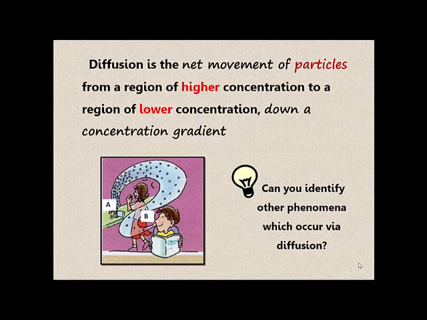Can you identify other phenomena which occur through diffusion? Take a few seconds to write them down. Are you ready? Let us go through some of the phenomena that also occur via diffusion. One can be the scent of the rubbish chute that is detected after a while that rubbish has been poured away by the garbage truck. Another one can be the scent of your mom's cooking from the kitchen.